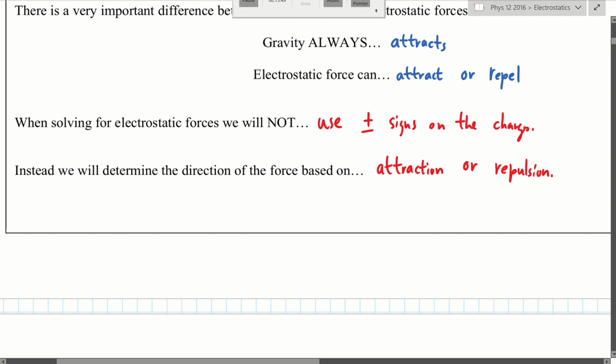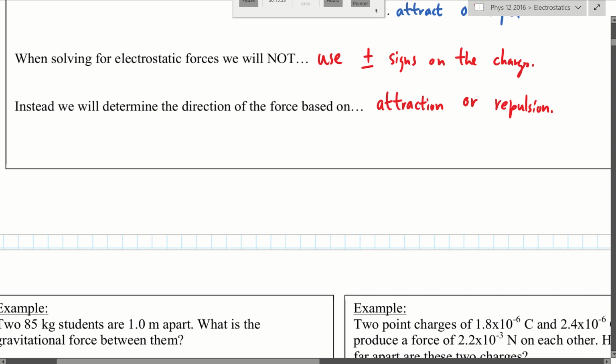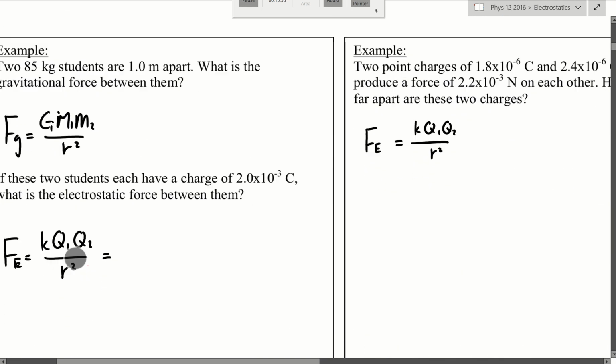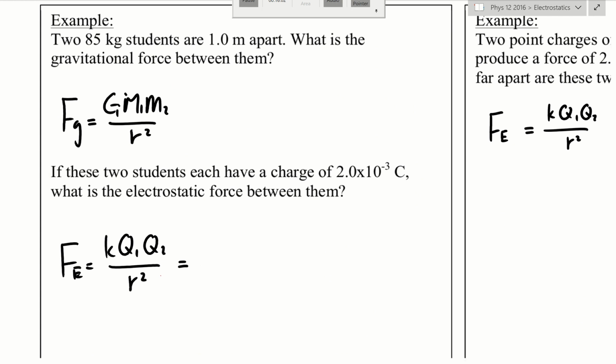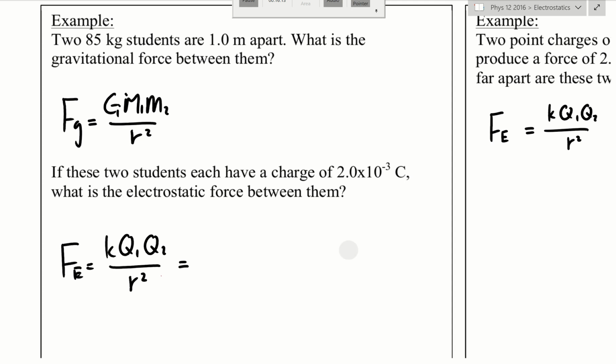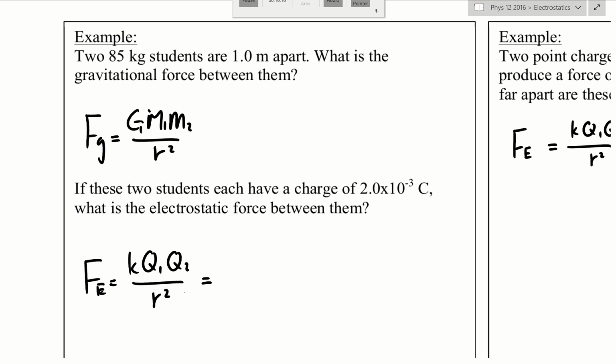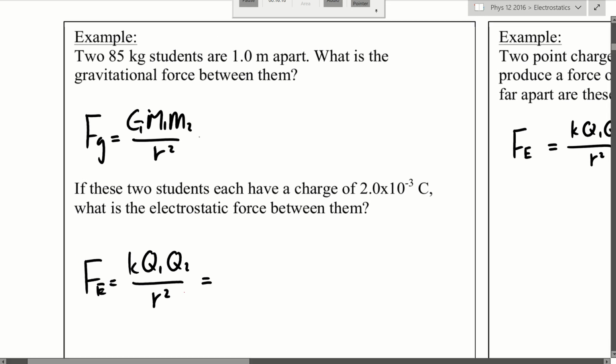All right, now let's look at some examples at this point. I'm going to go through three easy ones and one slightly harder one. All right, so to the next page. First of all, let's confirm what we said earlier, which is the fact that gravity is a lot weaker than electrostatic force. Let's see if that's actually true. Now we have two people standing 1 meter apart, 85 kilograms each. What is the gravitational force between them?